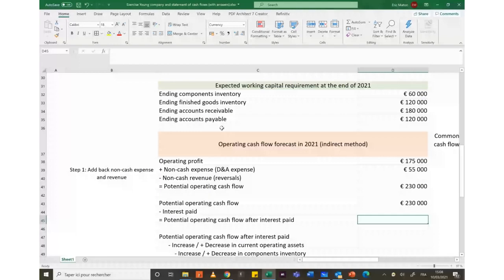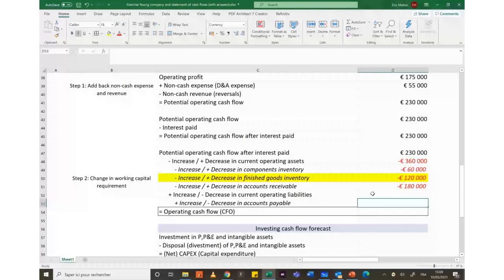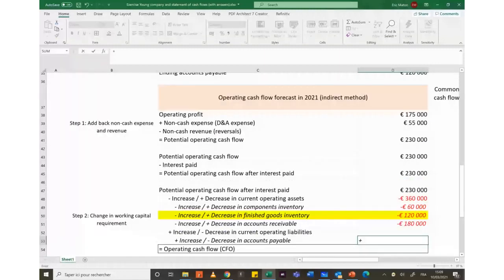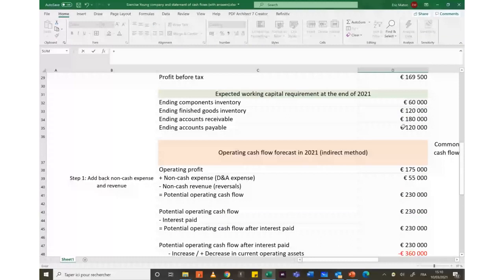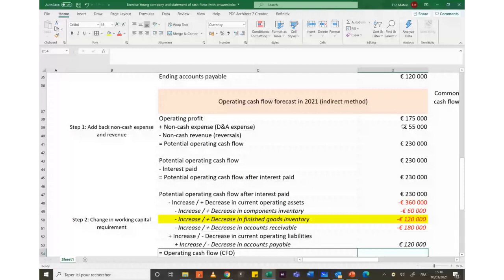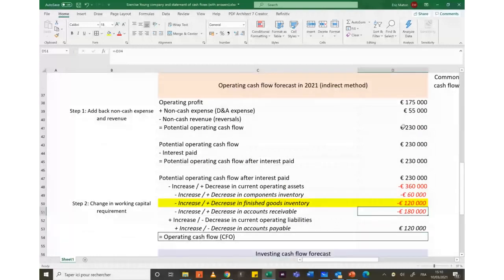In the current operating liabilities, we have only accounts payable. We increase, so it means we don't pay for the moment. We save the cash, so it's plus 120,000. We have only this in this one, so we put only this one.